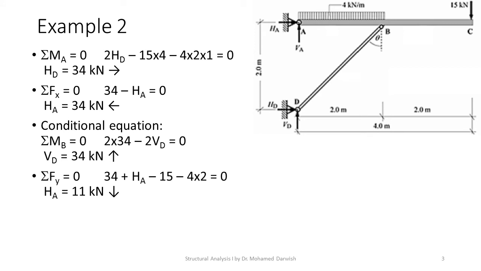Therefore, sigma Fy equals 0. So 34 plus VA minus 15 minus 4 times 2 equals 0. So now VA is 11 kilonewton down.